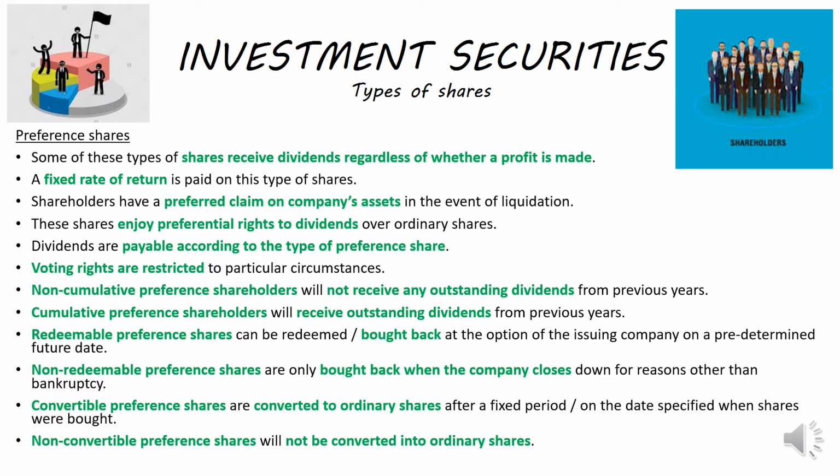So on the day that you buy your preference shares, if they are convertible, it would be stated that at some specific date in the future, or after a certain amount of time has passed, your preference shares will automatically be converted into ordinary shares. If you have non-convertible preference shares, obviously they will not be converted into ordinary shares at any point in time. They will remain preference shares forever. All right.